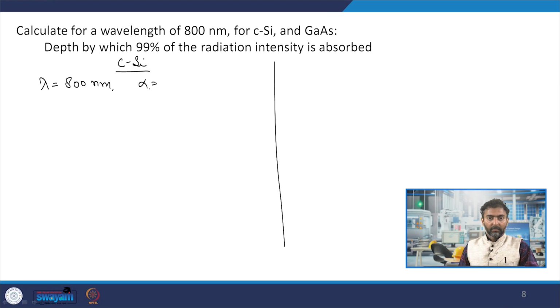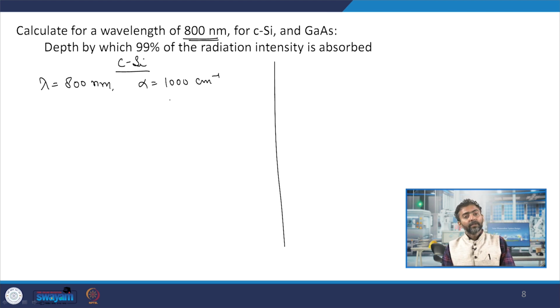So, around that value, alpha is around 1000 per centimeter. As you can see, for 800 nanometer, the absorption coefficient of crystalline silicon is only 1/4 of what it was for 600 nanometer. So, as the wavelength increases, the absorption coefficient drops down.